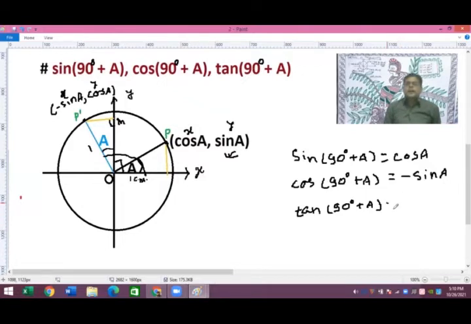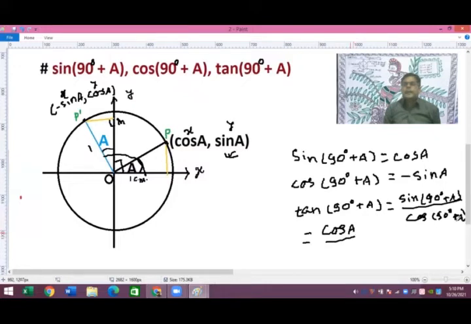Now what about tan 90 plus A? Tan 90 plus A means you can also use sine 90 degrees plus A over cos 90 degrees plus A. No need to go to the figure again, but if you like you can work out tan 90 degrees plus A also, but it is not required. We have seen that sine 90 plus A is cos A, and cos 90 plus A is minus sine A. So it is minus cos A by sine A, so it is minus cot A.